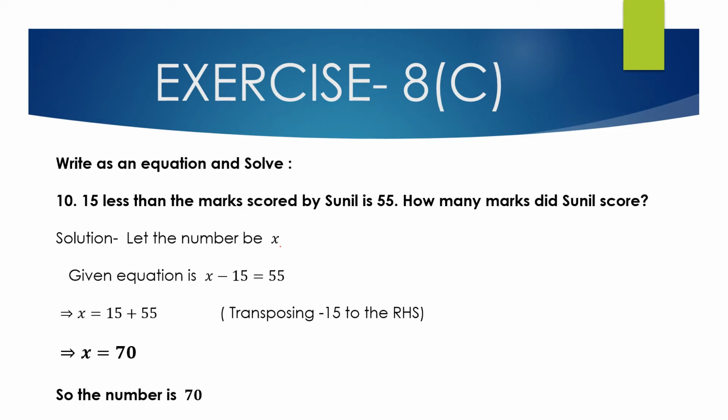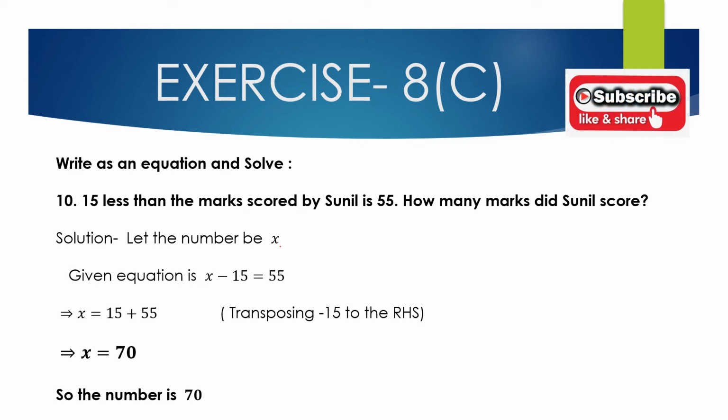So the given equation will be 15 less than. Less than is represented with the subtraction symbol. So 15 less than the marks scored by Sunil is 55. This expression is converted to the equation x minus 15 equal to 55.